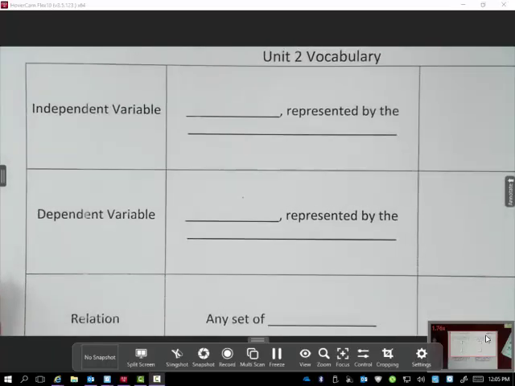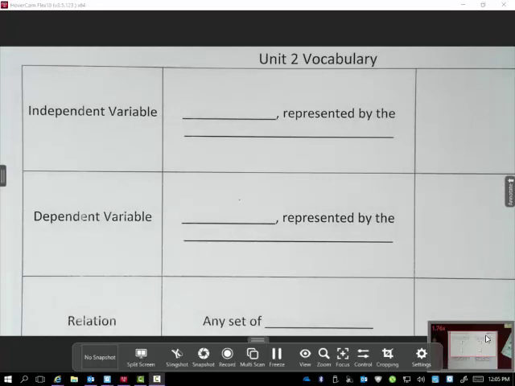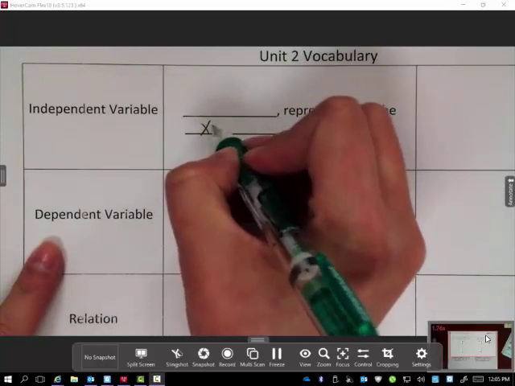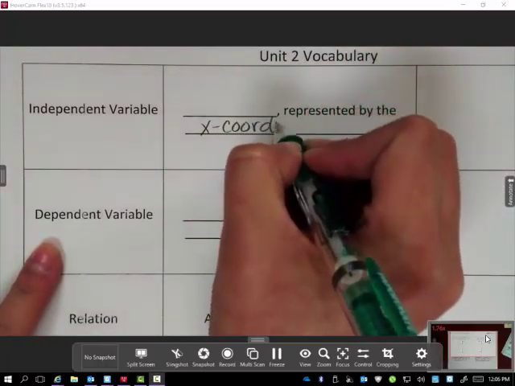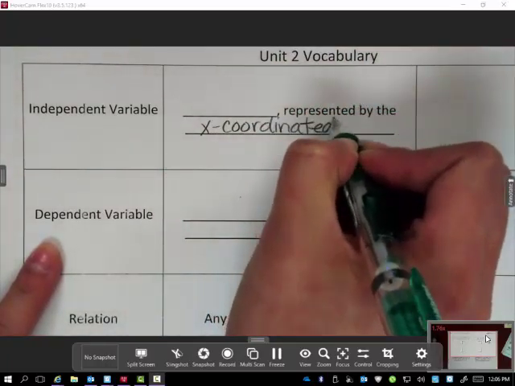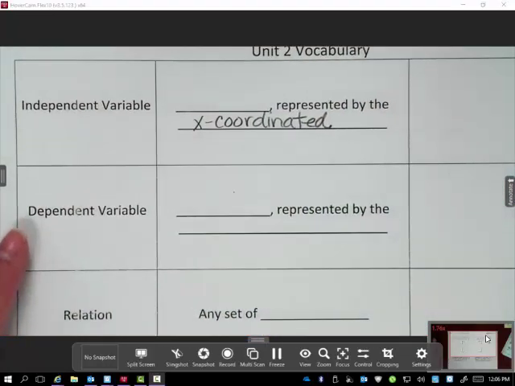All right. So on Thursday of last week, you watched a podcast over independent and dependent variables and took notes on it, which we just glued in on page 26, I believe, right? Do you remember which variable we said independent represents? Like which letter, X or Y, is independent? The X coordinate. So that's the second blank here. The X coordinate represents the independent variable.